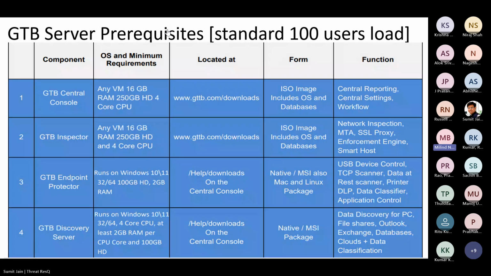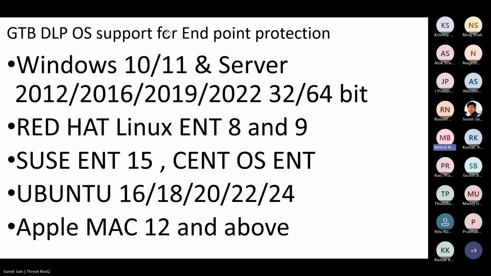And the GTB central console is the major server, and apart from that, the network inspector or the cloud inspector is optional. If you have opted for that license, in that event you can go for that. Otherwise, you can get all your job done using the central console and agent-based operation. That means all endpoints where the agent is installed, only those will get protected, right?